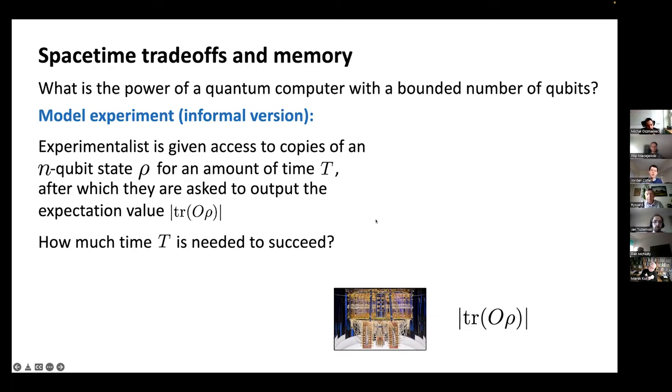How many copies of rho do you need to get in advance so that at the very end of the protocol, you will succeed in doing this with constant probability?